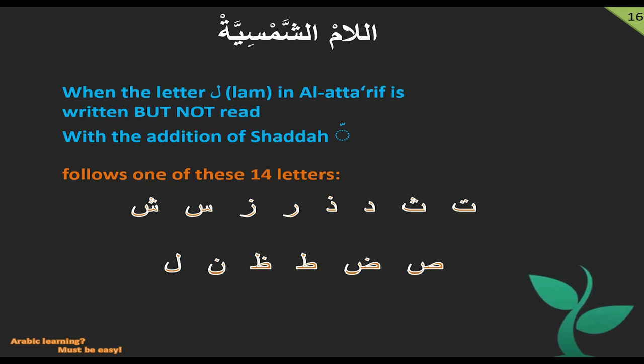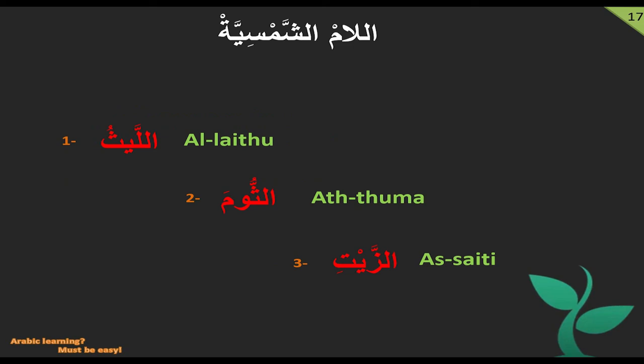The first example, laythu, becomes al-laythu with shadda on lam. This lam actually belongs to the noun, so not to al-ta'rif. The second noun, thum or thuma, becomes al-thum or al-thuma, al-thumu, al-thumi, with shadda on tha. And as a final example, we have the noun zayt, which becomes az-zayt, or az-zayti, az-zayta, az-zaytu.